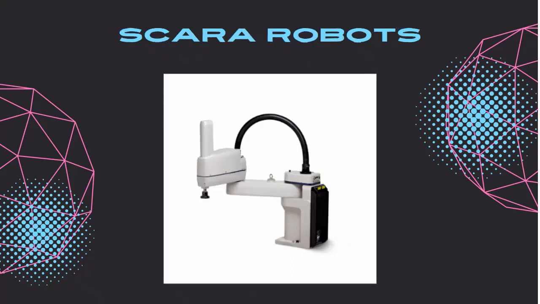Now for SCARA robots. SCARA is an acronym that stands for Selective Compliance Assembly Robot Arm or Selective Compliance Articulated Robot Arm. SCARA robots function on three axes, the X, Y, and Z, and they have rotary motion as well.